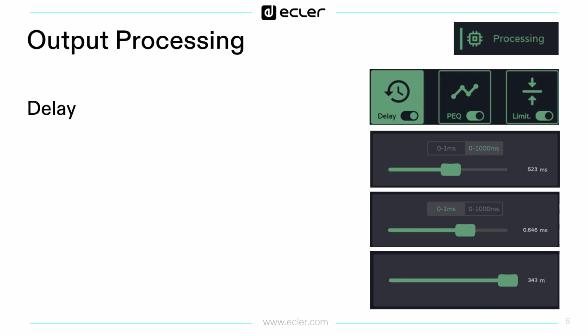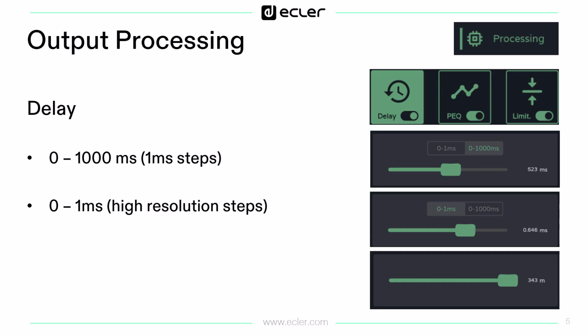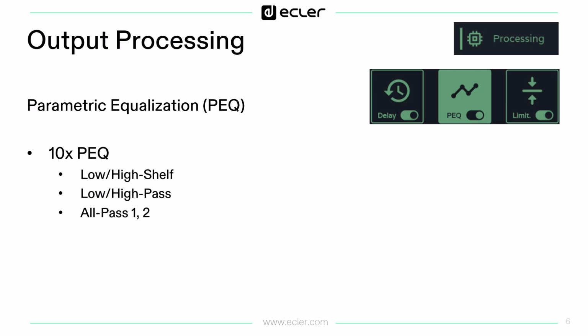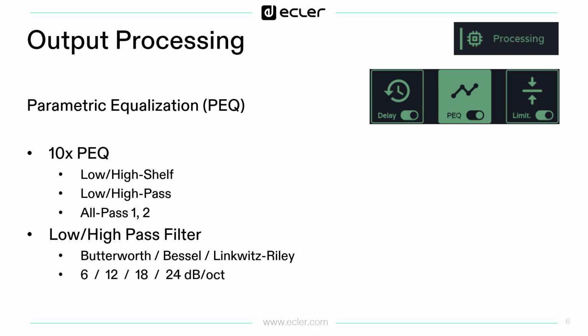The delay can be adjusted up to 1 second in 1 millisecond steps or up to 1 millisecond in higher resolution steps. The units can be adjusted as well. We also have the parametric equalization. We have 10 parametric filters of several types and additionally low and high pass filters of several types and others.